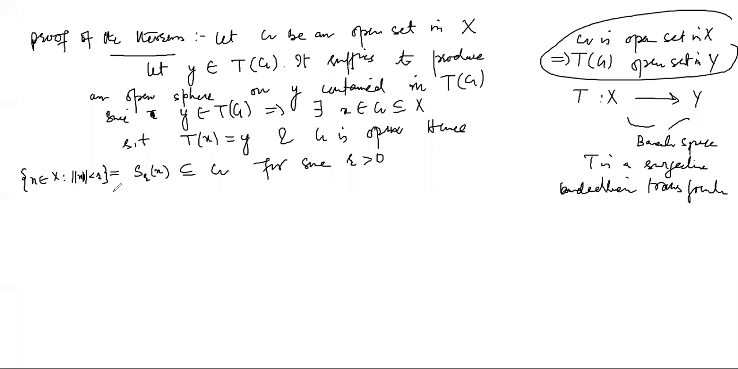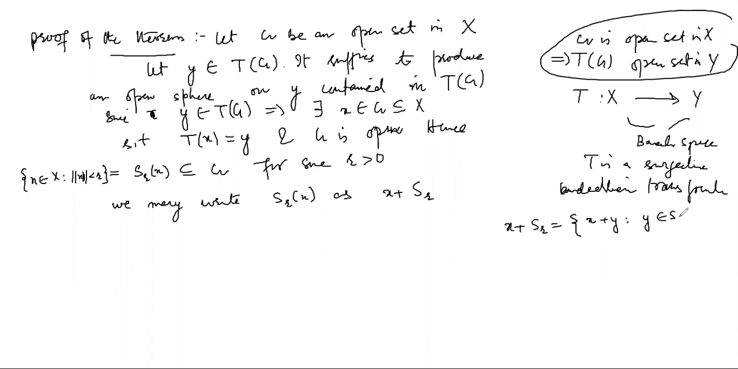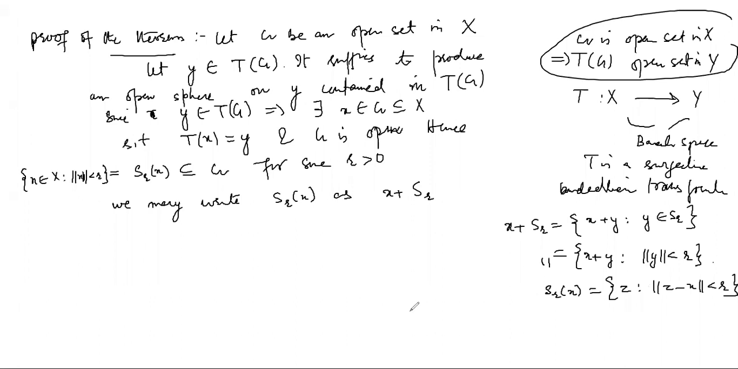Okay, so we may write S_r(x) as x plus S_r. That is, x plus S_r means the set of all elements of the type x plus y such that y belongs to S_r. That is, it is equal to all x plus y such that norm of y is strictly less than r. This is S_r. So what does that mean? Now see, what is S_r(x)? S_r(x) is all such z such that norm of z minus x is less than r. Now what am I saying? These two sets are equal, right?